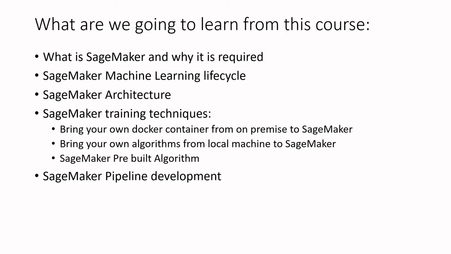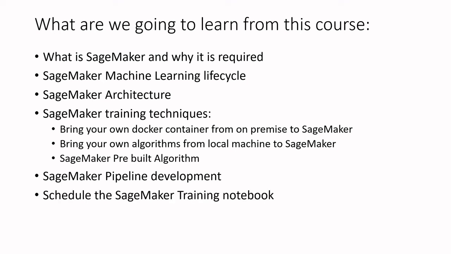After that, once we learn complete SageMaker, we will learn how to create a pipeline in SageMaker. We have data pre-processing steps, after that we have feature engineering steps, and then we have modeling steps. Right, so once everything is done, how do you create a pipeline, how do you create a development pipeline so that you can schedule it at a later stage? So our next step would be, once the data pipeline has been created, how to schedule a SageMaker training notebook.